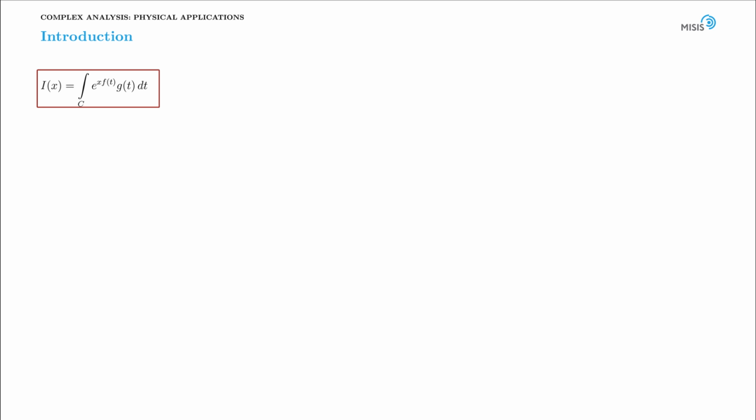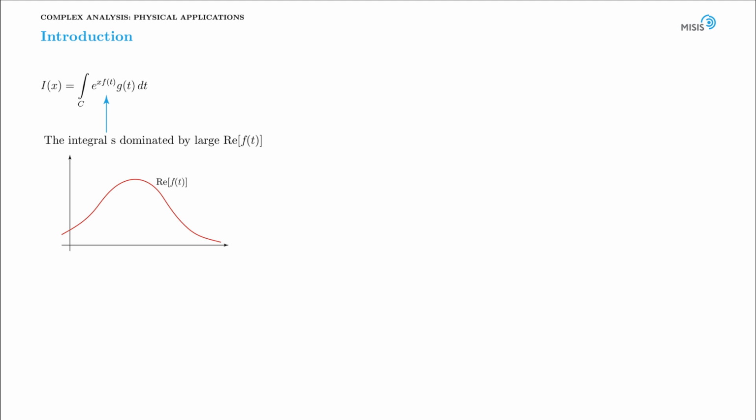The Laplace type integral is the integral of the following form. To estimate it at large x, we use the following philosophy. The obvious thing is that the integral is dominated by the maximum value of the exponential function, that is, the maximum value of the real part of f of t. Let's denote the corresponding point t0. If x is large enough, the exponential function decays very fast. Therefore, the integral is dominated by a small vicinity of t0. As I'll explain in a second, this argument opens the road for drastic simplification.